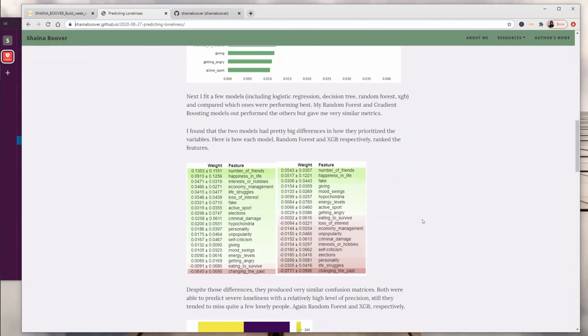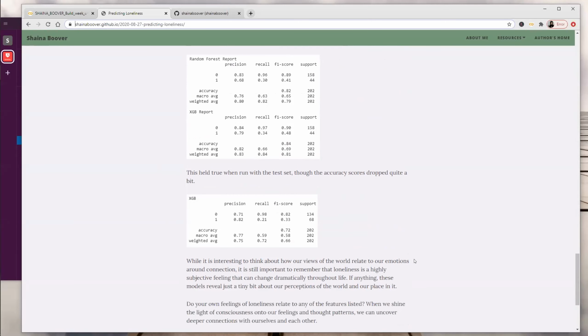So this is a comparison between the random forest and the XGBoost permutation importances, and it split up the variables very differently, which I was surprised by. But despite those differences, they came out with very similar metrics. These are the confusion matrices. I was getting a lot of false positives. ROC scores were pretty low, but then when I came down to the precision metrics, my best performing one was the XGBoost, which gave me about an 82, which is fairly high, and I was quite surprised by it.